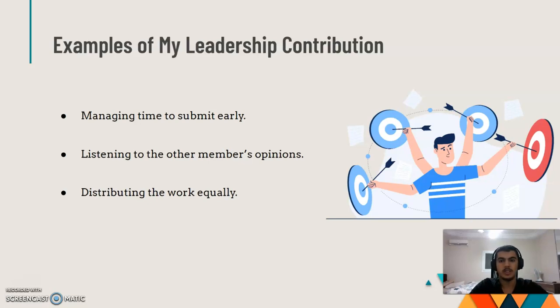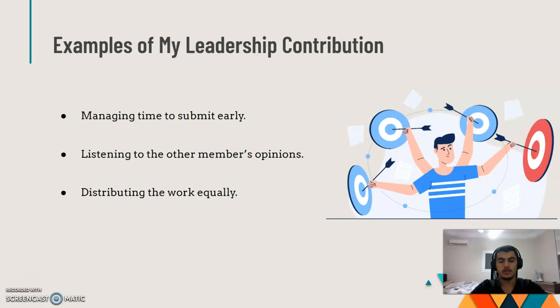Number 1, you have managing time to submit early. I had to manage my time because I had other assessments to work on, so we don't submit after the deadline. Number 2, listening to other members' opinions. We had to get other members' opinions when we brainstormed ideas, so we get their suggestions to get the work done.